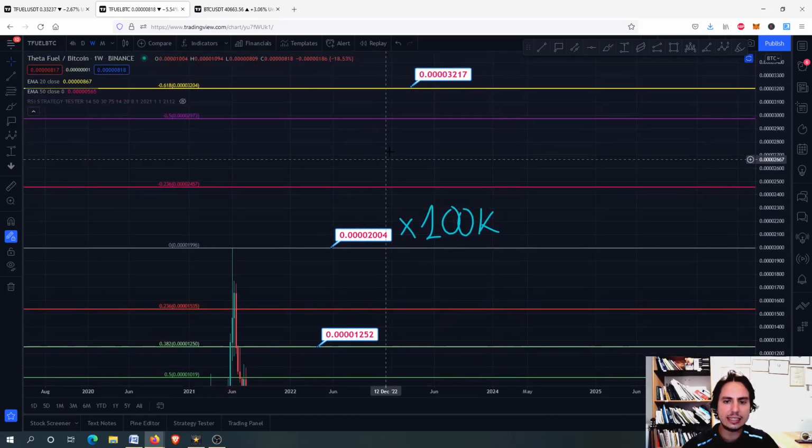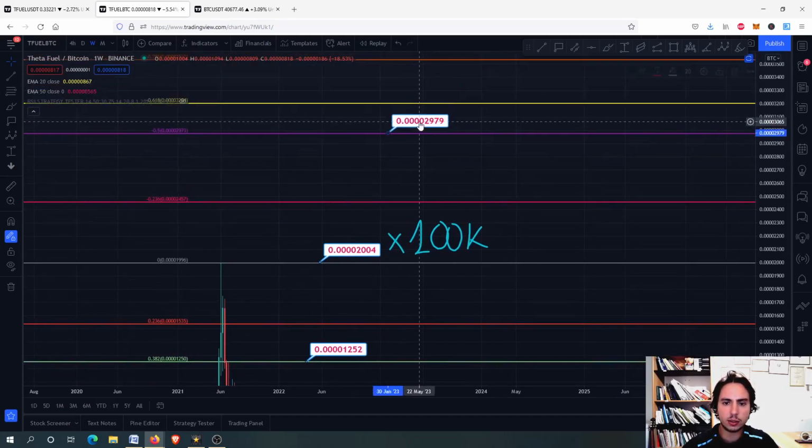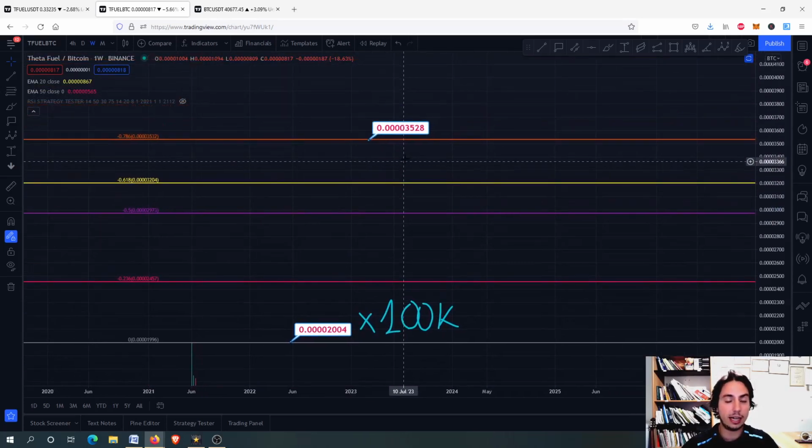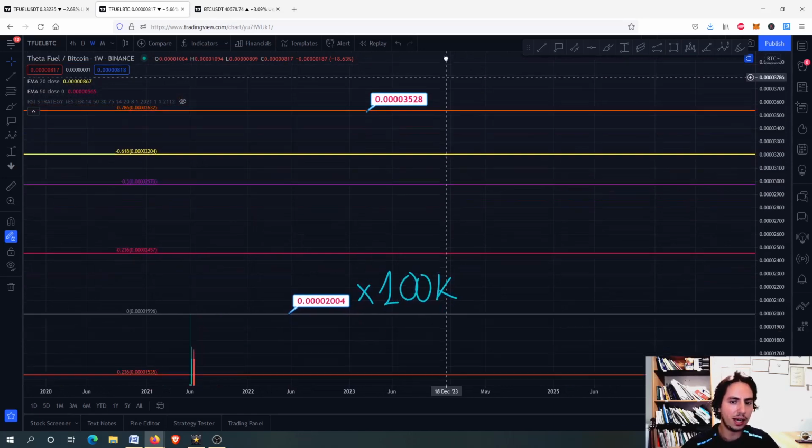Let's say that we are at -0.5 and Bitcoin will be 100k. This means that TFUEL will be around 3 Tether USD. Let's say that we were here, Bitcoin, TFUEL will be around 3.5 Tether USD, Bitcoin was 100k.